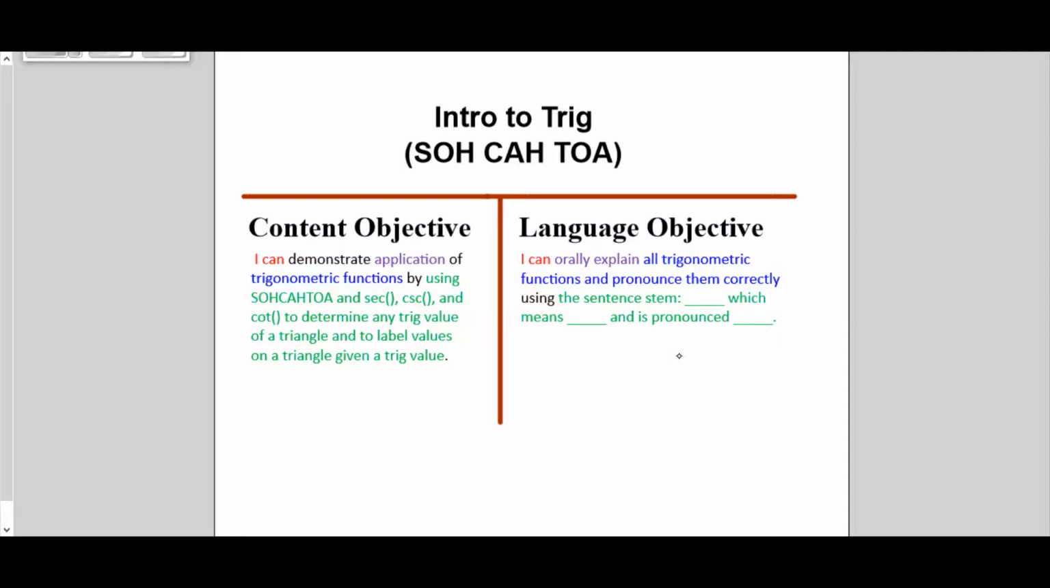This lesson is called Intro to Trig. What we're going to be able to do is demonstrate application of trig functions by using SOHCAHTOA and secant, cosecant, and cotangent to determine any trig value of a triangle. You'll be able to explain all the trig functions and pronounce them correctly.